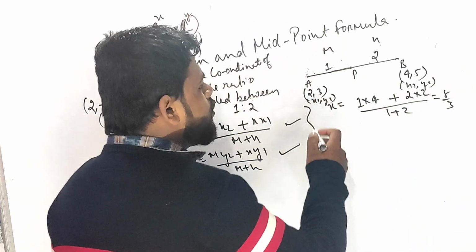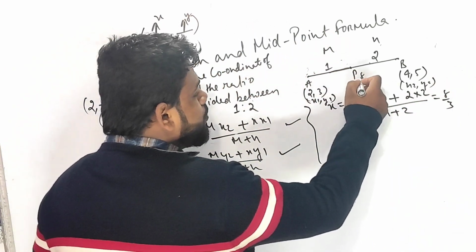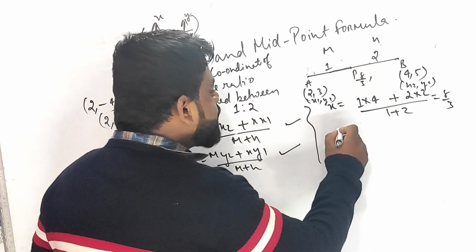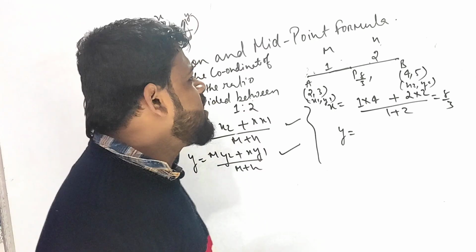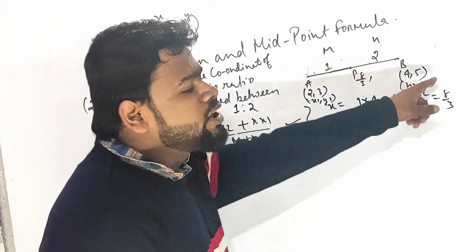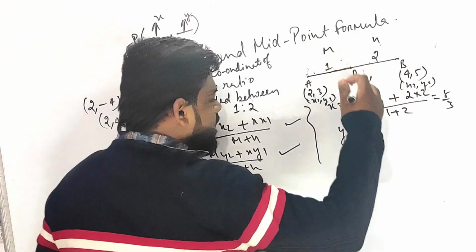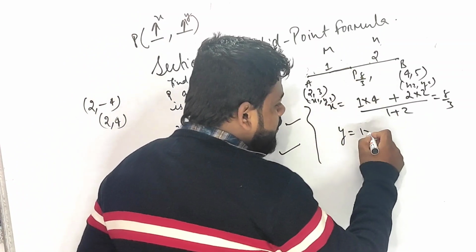The x coordinate you have got is none other than 8/3, comma, then I have to take out the y coordinate, my dear most children. Can you find it out? Y coordinate, very easy. The same formula you have to apply. m into y2. What is given in y2? That is none other than 5. 1 into 5. Done.